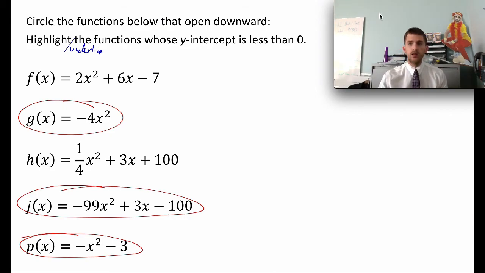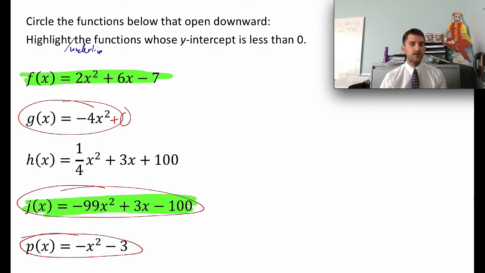For highlighting, let's take a second and find ones that have a y-intercept less than 0. So the y-intercept on f of x is negative 7, that c value. So that's going to get highlighted, or if you're not using a highlighter, underline it. G of x doesn't have a c value listed. In other words, it's plus 0. So that one is 0. So we're not going to highlight that one. H of x, 1/4 x squared plus 3x plus 100. It's got a y-intercept of 100. J of x has a y-intercept of negative 100. So we're going to include that.